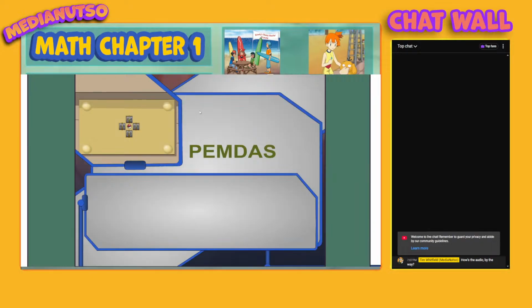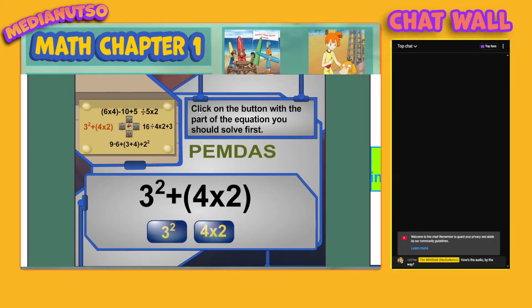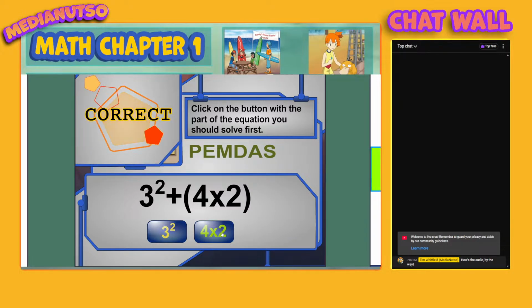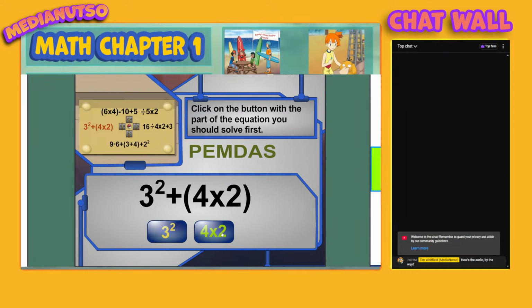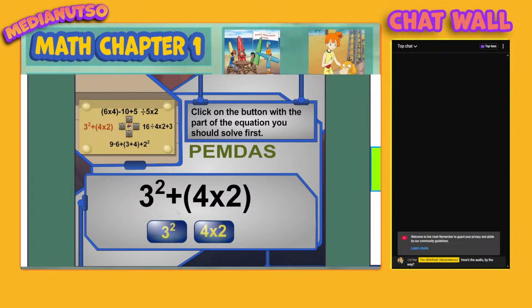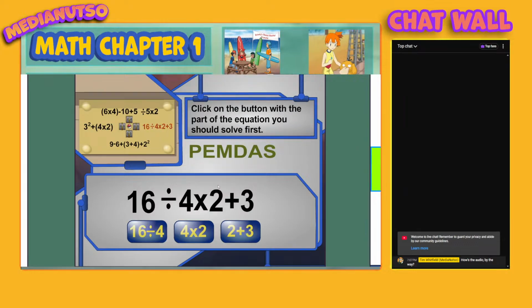Take a look at the puzzle. Highlight and click on the part of the math problem you should solve first. Yeah, 4 times 2 are in parentheses, so we work that part out first. Yep. And that leaves 3 squared. We'd work that out last. Let's do the second one.